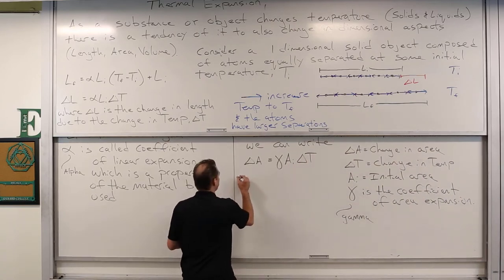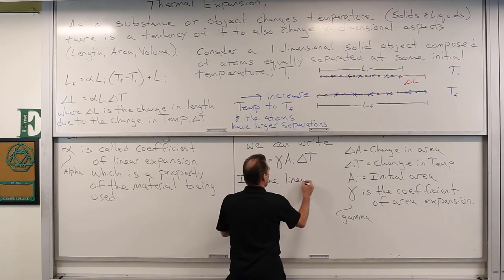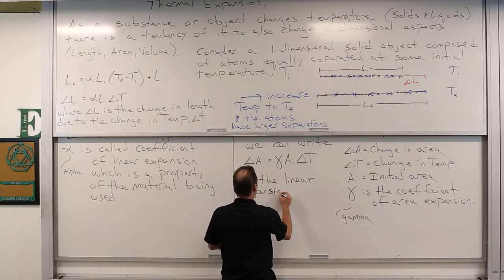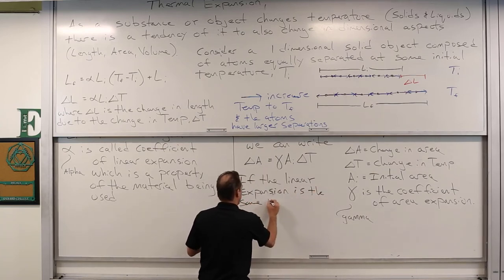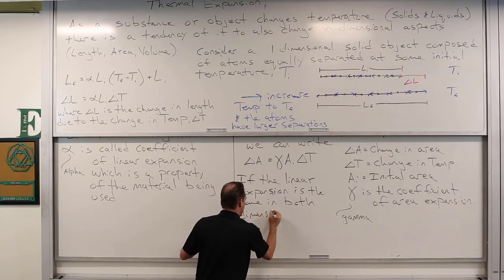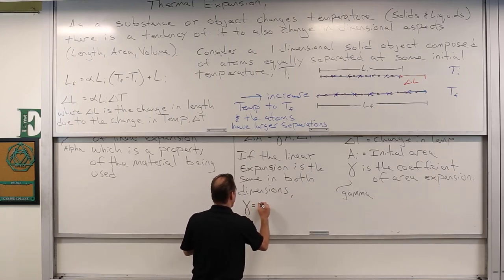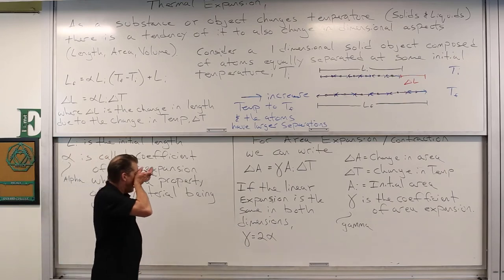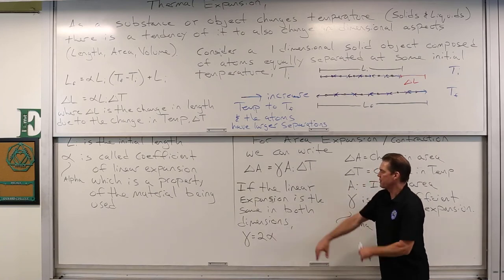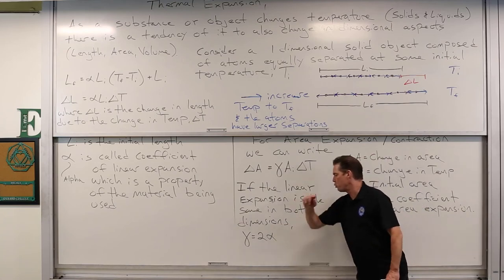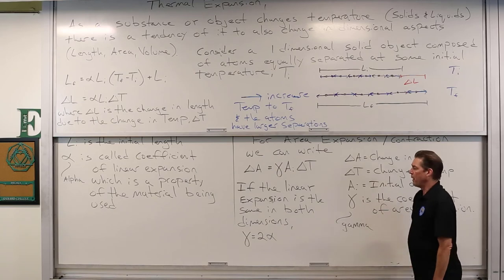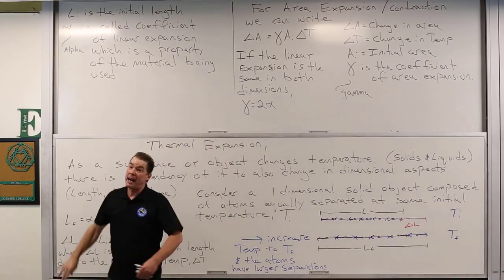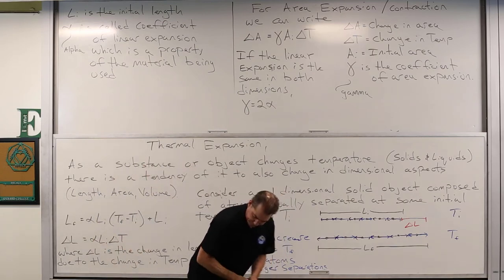But if the linear expansion is the same in both dimensions, gamma is equal to 2 times alpha. So if we're talking about a sheet of steel, and we're assuming it has the same expansion per unit initial length in both dimensions, then we can take the coefficient of linear expansion, multiply it by 2, and use that for the coefficient of area expansion. And lastly, we can talk about volume expansion, which applies to solids and liquids.